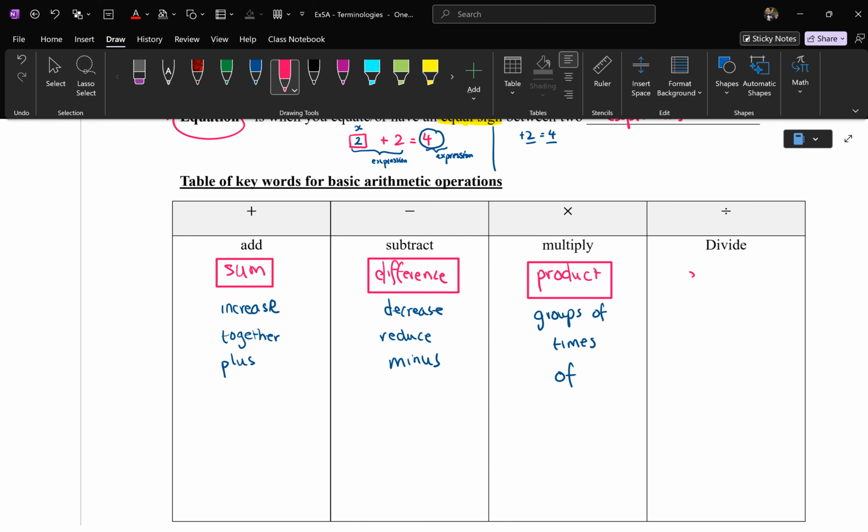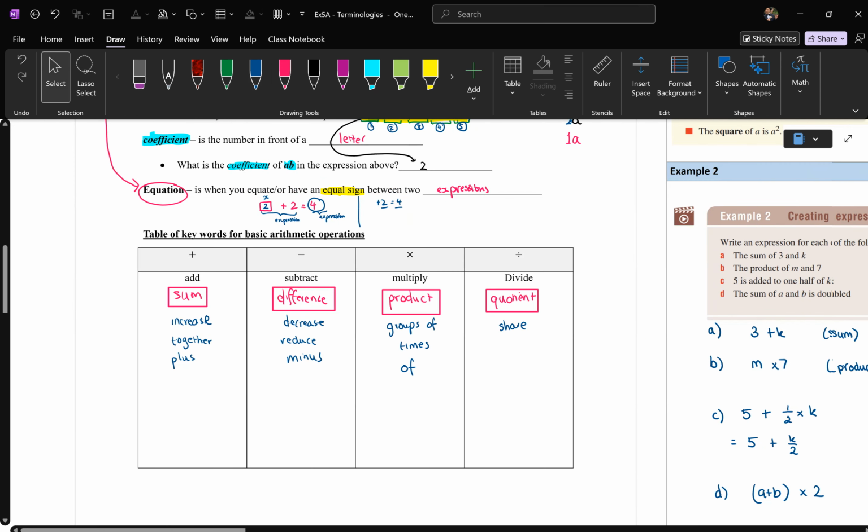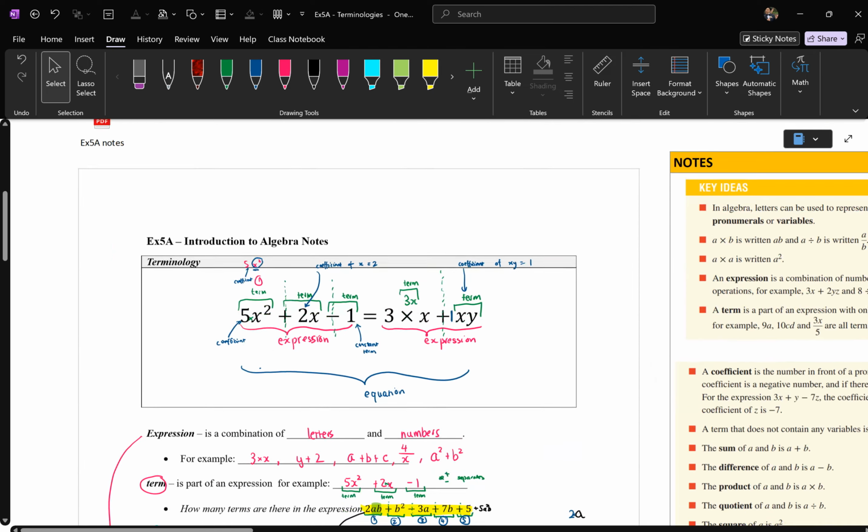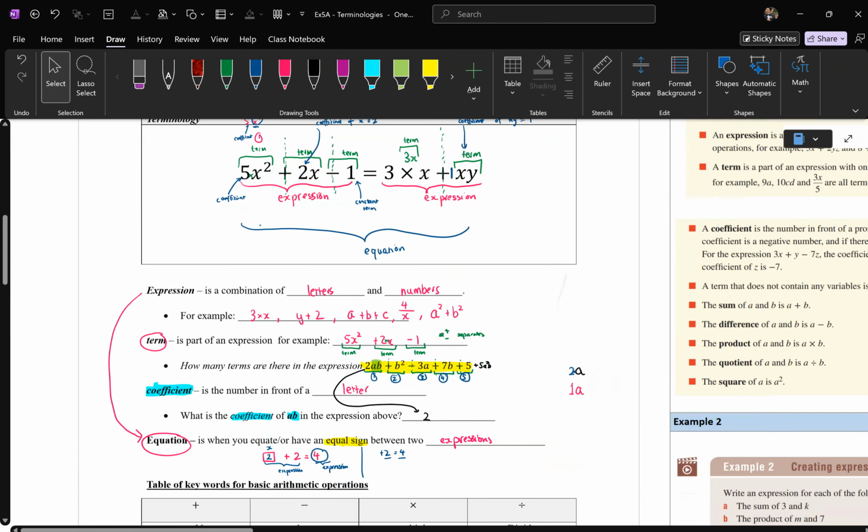And then divide, a keyword is quotient. So quotient is one of those keywords you must know. But otherwise, it's what? Divide, share. What else means divide? I'm at a brain fart at the moment. I think divide, share, and quotient. Well, if you can think of any others, fill it in. Otherwise, let me know when we're back in class. But there we go. These are the terminologies that you need to know.